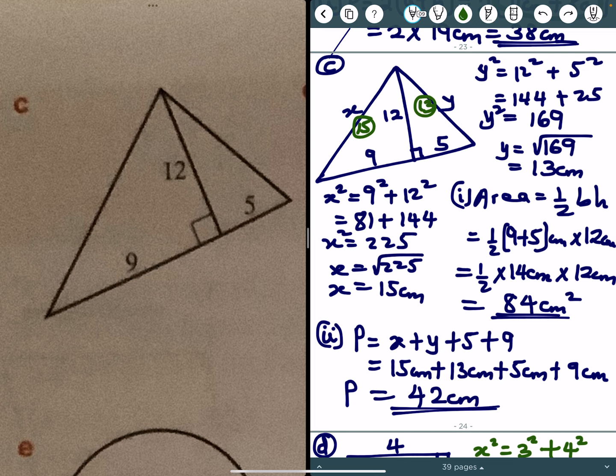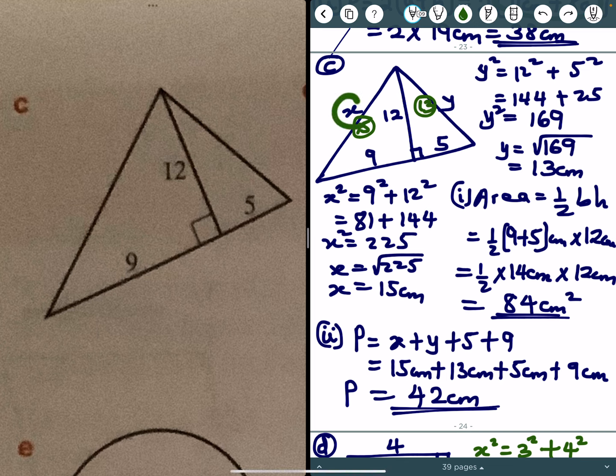So Y squared will be equal to 12 squared plus 5 squared. What does that give you? That gives you Y squared is 169. Y will be square root of 169, 13 centimeters. So I have this 13 now.